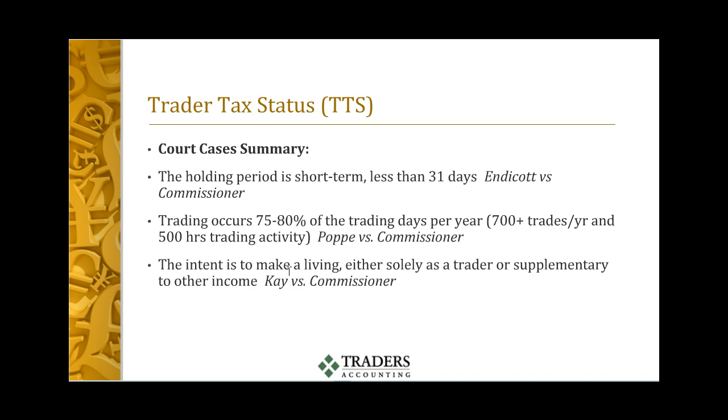And finally, in K versus Commissioner, the intent was to make a living, either solely as a trader or supplementary to other income. Now really the idea behind all this is the IRS wants you to treat this as a business. So for example, if you're a diner and you're going to serve lunch to people, if you're really going to get into that, you would be open every day of the week. You'd be regular with your hours. You'd open up at the same time. You'd close at the same time. You'd make sure everything is done right.